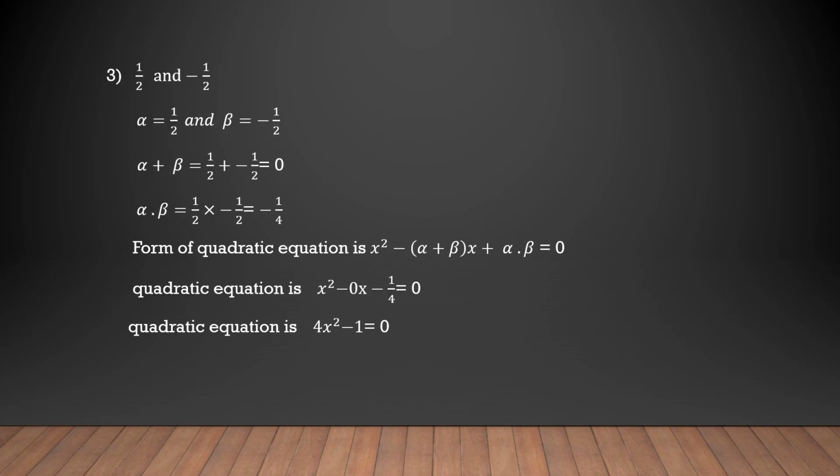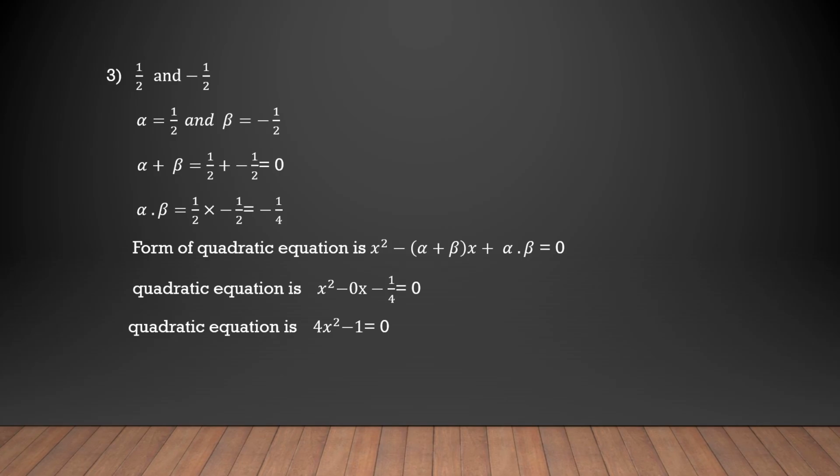Next, 1 by 2 and minus 1 by 2. So here alpha is equal to 1 by 2 and beta is equal to minus 1 by 2. So first we find the value of alpha plus beta. Alpha plus beta is equal to 1 by 2 plus minus 1 by 2. Plus 1 by 2 and minus 1 by 2 is equal to 0. Then we find alpha into beta.